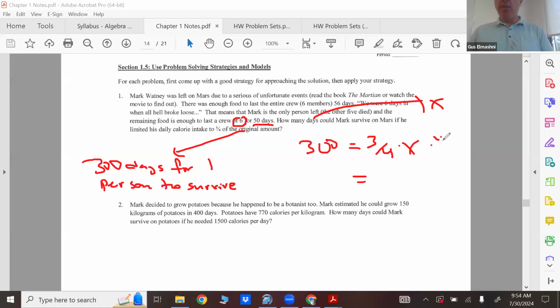So you multiply both sides by 4/3, by the reciprocal. So that's another technique you could do also, as that said: divide by 3/4, multiply by the reciprocal. That also gets rid of the fractions. So if 5 people died, he could live longer, and also he's choosing to eat less. So probably be somewhat famished, but can live to 400 days.